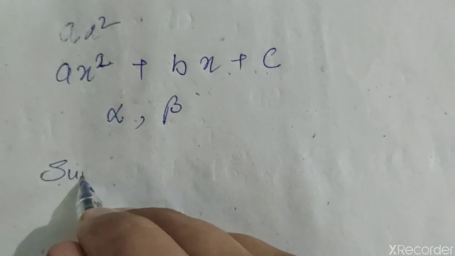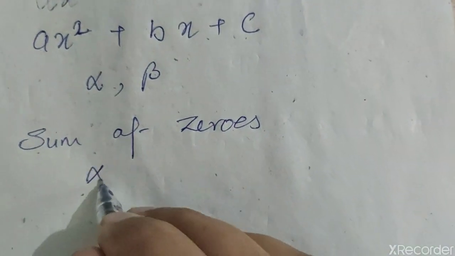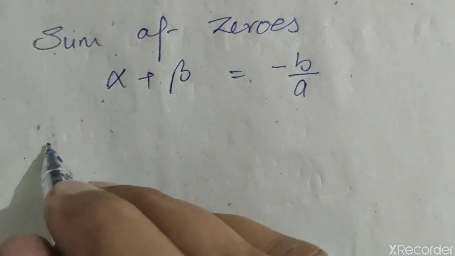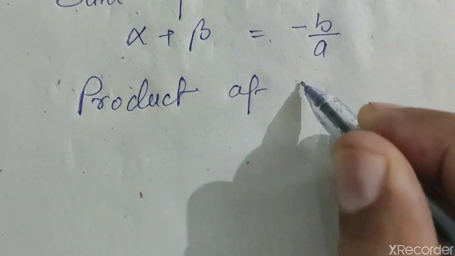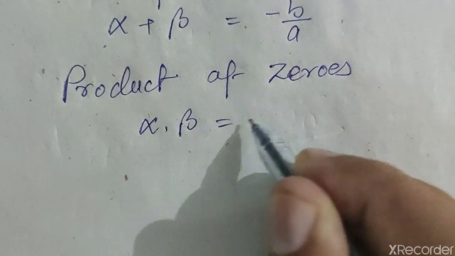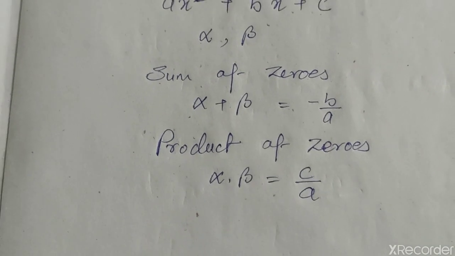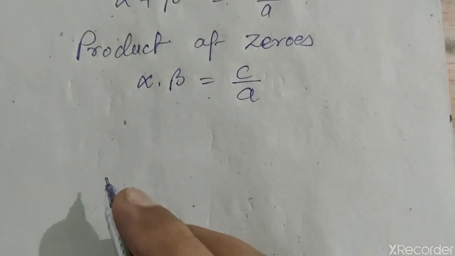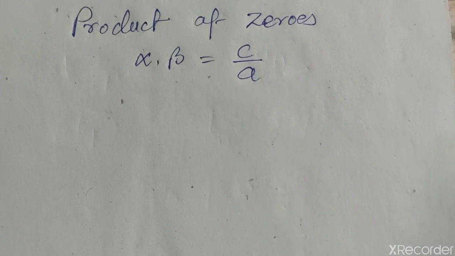So the sum of zeros, alpha plus beta, will be equal to minus b upon a. Product of zeros, alpha into beta, is equal to c upon a. Sum of zeros is minus b upon a, and product of zeros is c upon a. Now with this we are going to think about some more situations.